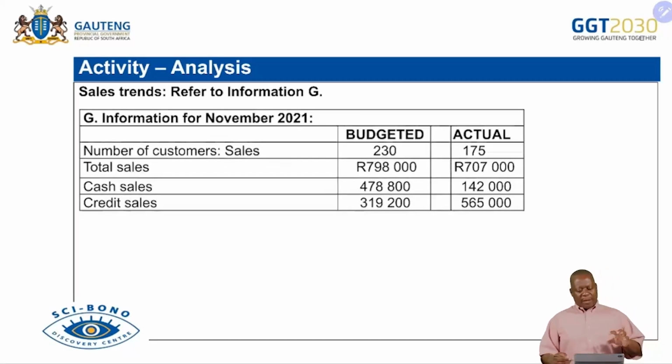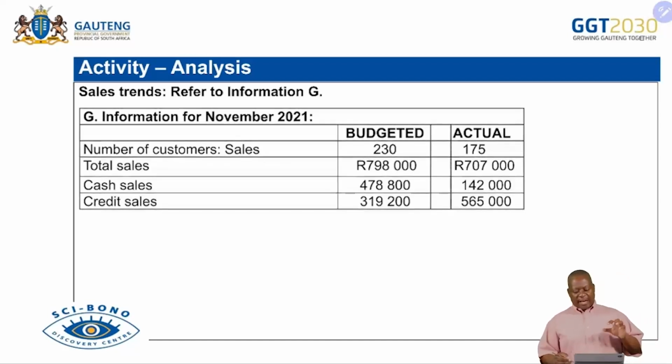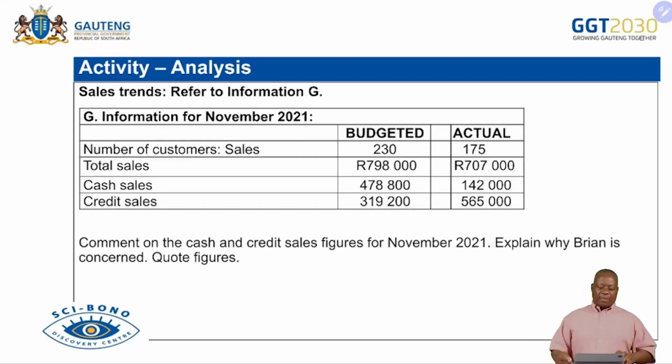Now, we are still looking into this same information, but still going through analysis questions. Some of the information has been removed and others added so that we can deal with the question that we are dealing with. So let's look into the information that we have. The number of customers: we budgeted 230, we only achieved 175.